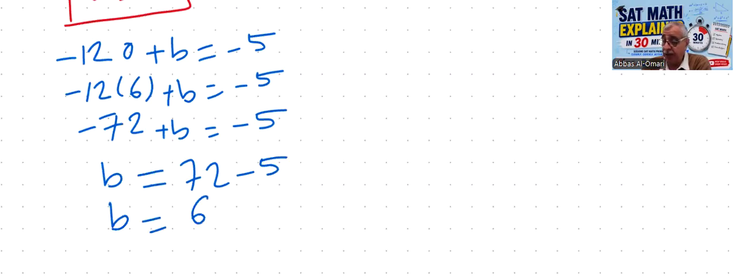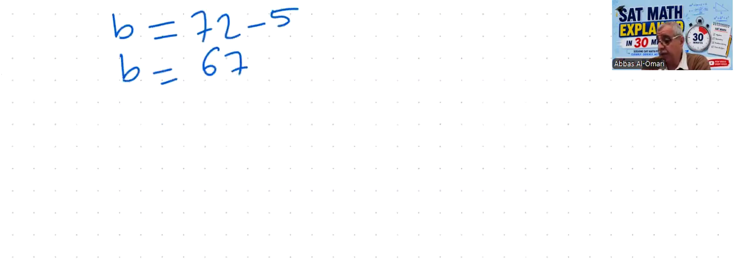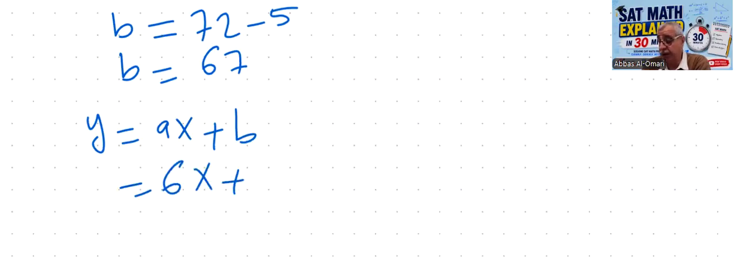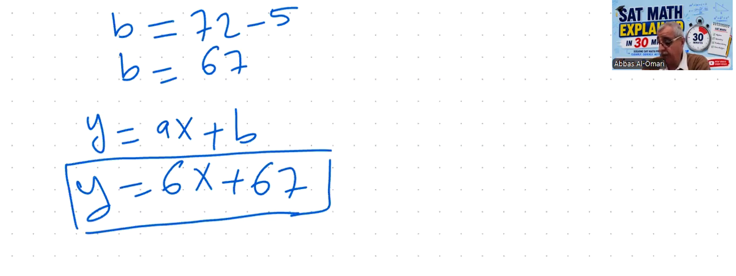So now the equation of the line is y equals ax plus b, which is y equals 6x plus 67. So this is the equation of the straight line. Here 6 is the slope of the line, and 67 is the y-intercept. So this is the solution to this problem.